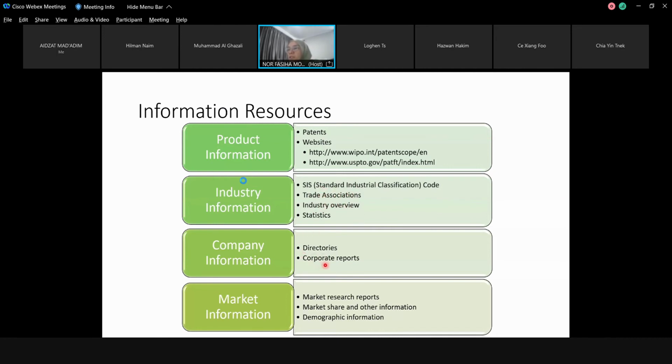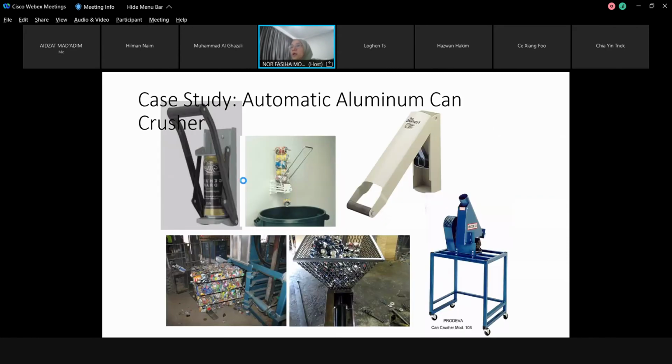The company information is the directories of the company and the corporate reports. And the market information is from the market report, market share and other information, and demographic information. So this is an example. For example, an automatic aluminum can crusher. This is the product that you're going to develop, and these are the existing products. There are many types, many categories, from domestic to heavy duty.